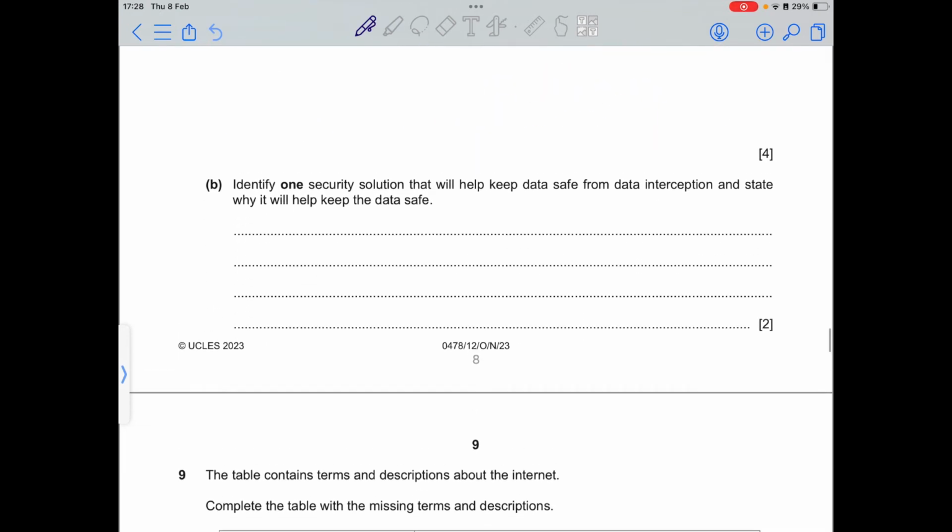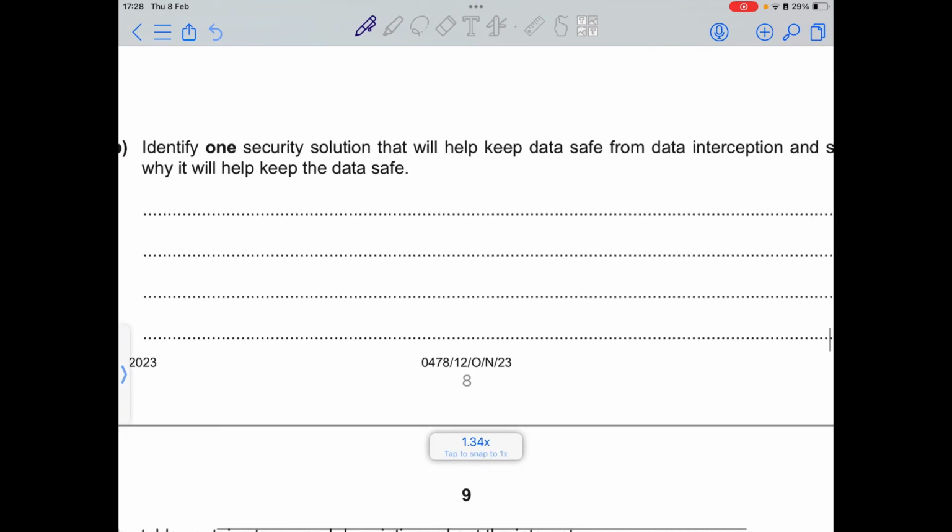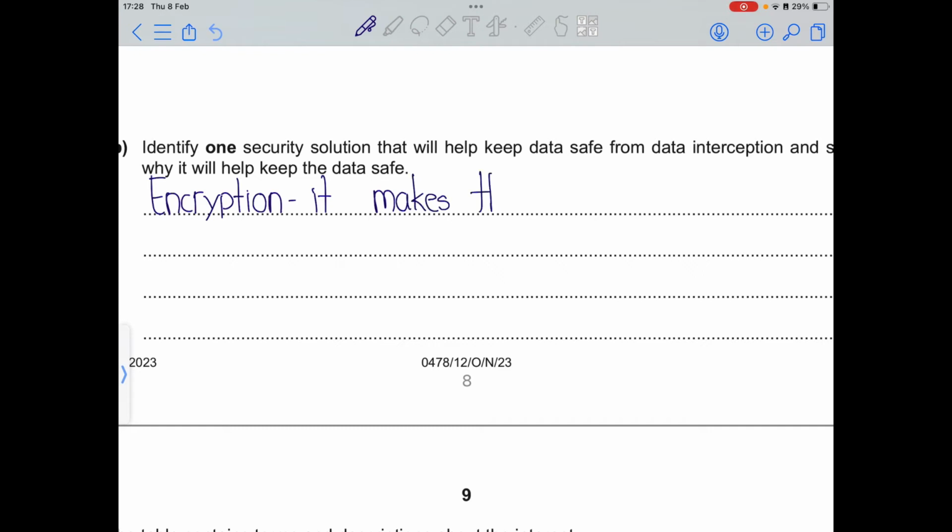Identify one security solution that will keep the data safe from data interception. State why it will keep the data safe. For data interception, there's possibly only one, which is encryption. And why does it keep the data safe? Because it makes the data meaningless to the eavesdropper. The eavesdropper is the person who tries to intercept the data.